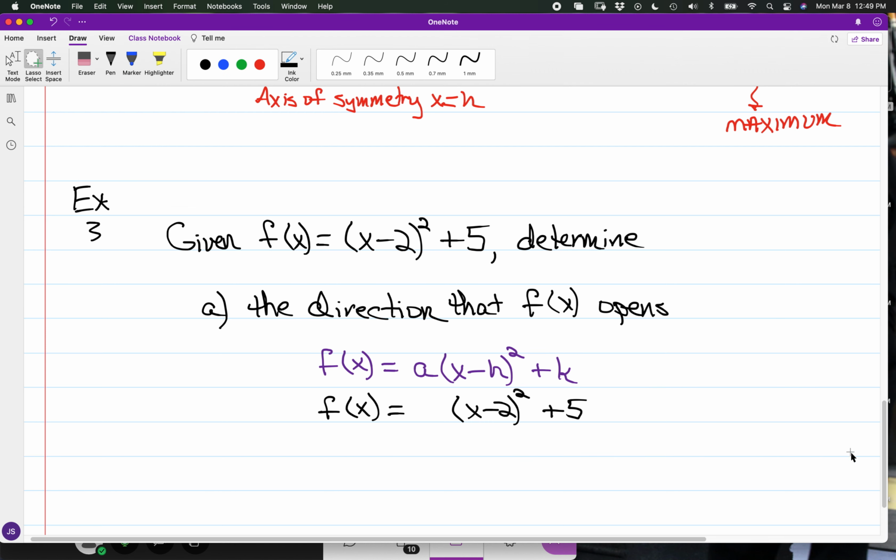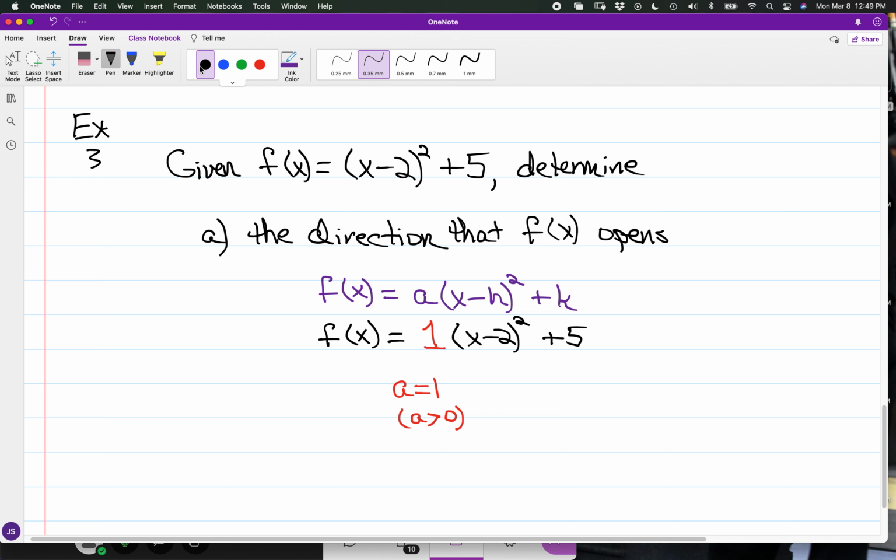So in terms of the direction, if a is positive, the graph opens upward. If a is negative, the graph opens downward. If you notice, we have k as 5, and x minus h represented by x minus 2. Now we don't have anything explicitly in front of the parentheses, but you'll read this as if it were 1. So a is equal to 1, and 1 is positive. This means that the quadratic function is going to open upward from the vertex.